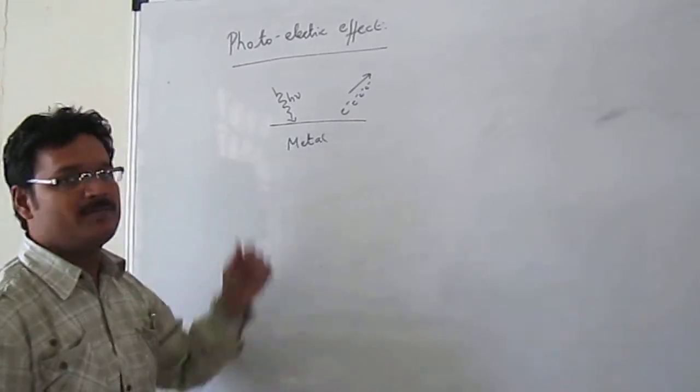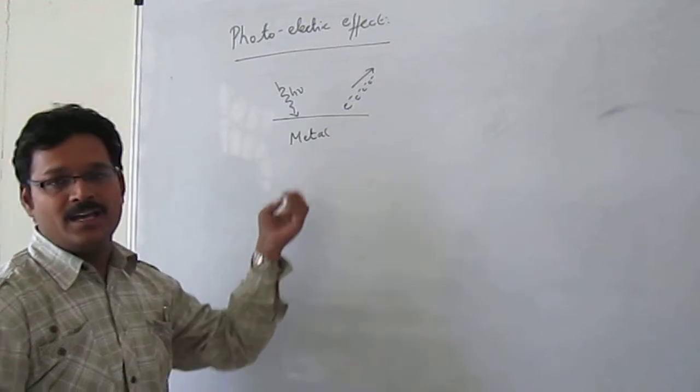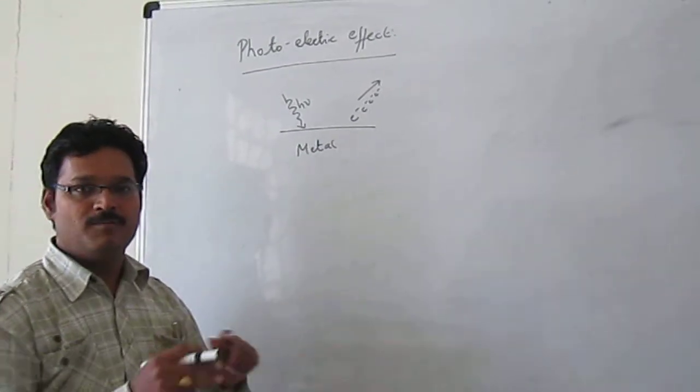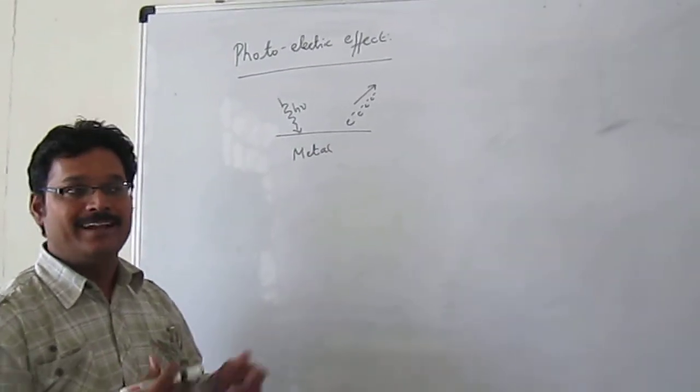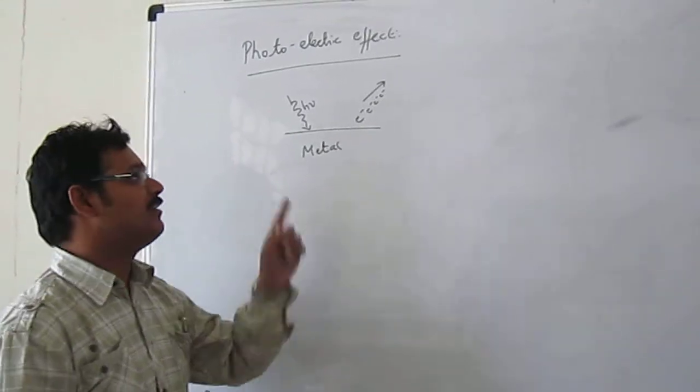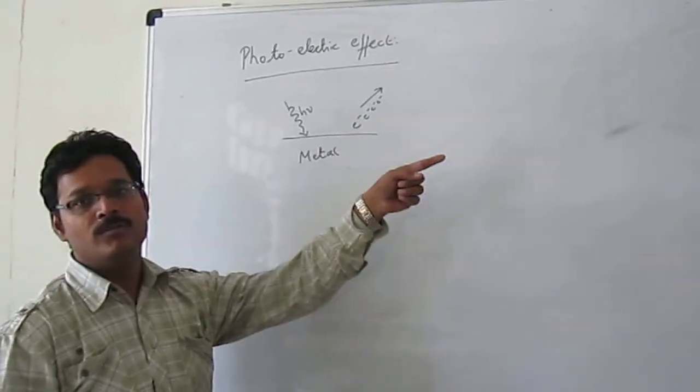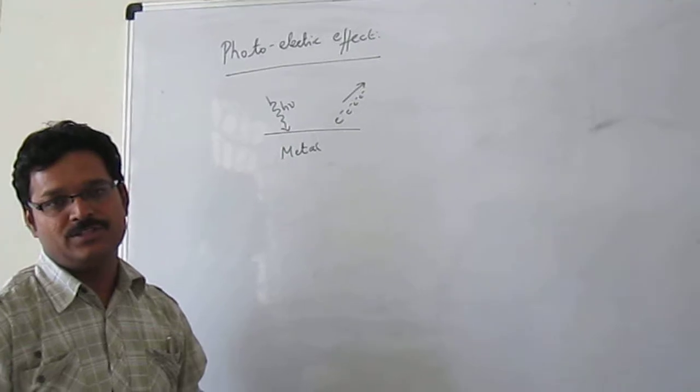When the photon falls on the metal surface, that energy is absorbed by electrons and they break the metallic bond and gain kinetic energy, and with that they come out and move in one direction, which gives current to us.